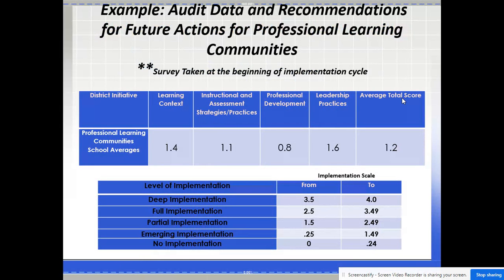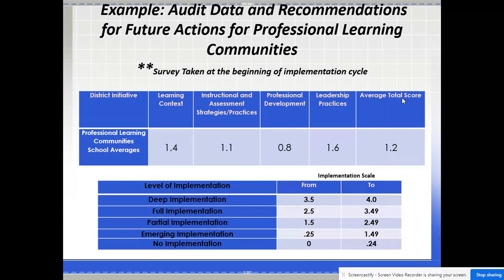But here's an example of a data audit for professional learning. It's just some really quick things about the district initiatives and how they would rate the implementation on a scale of 0 to 4. Any kind of survey could be done at the beginning of an implementation cycle, just to give you a good feel for where you are.